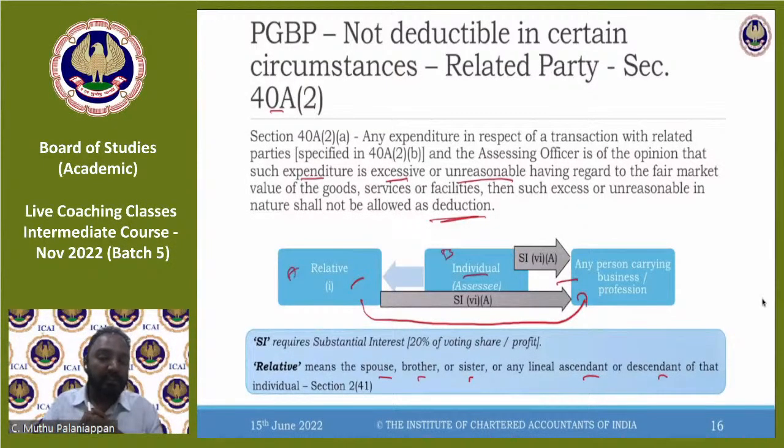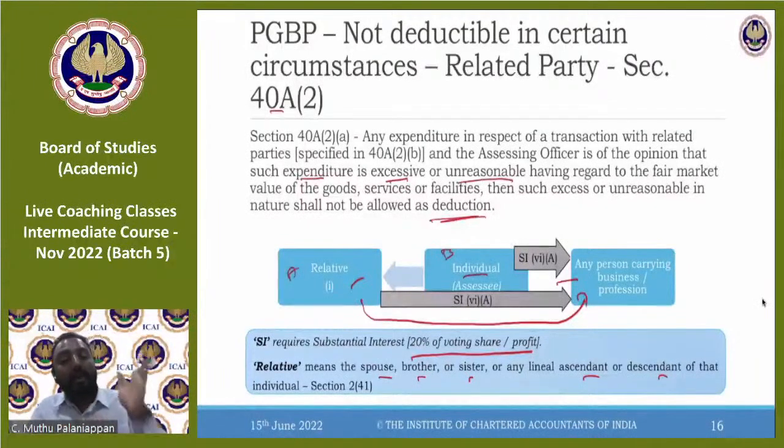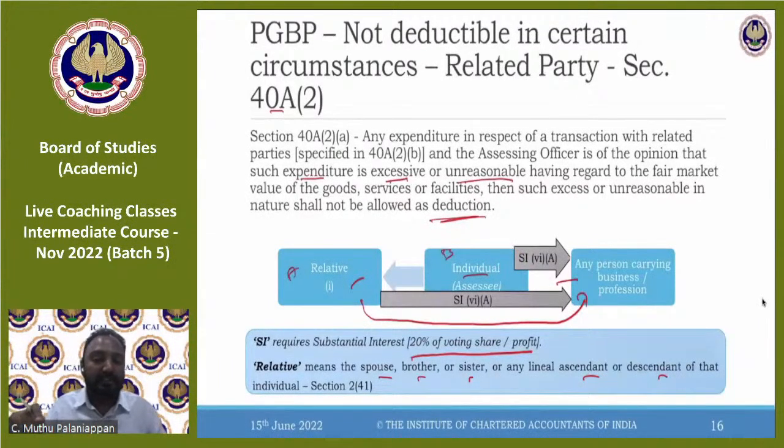What do you mean by substantial interest? They own 20% of voting share, or in case of a partnership firm, 20% of profit. Please understand, it need not be independent, it can also be combined. If the individual owns 15% and the relative owns 7%, it is 22%, correct? So it is still substantial interest. So it can be combined also. If in a combined manner they have substantial interest, it is included.